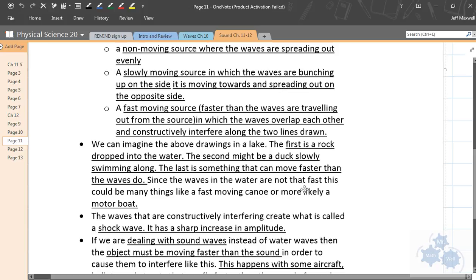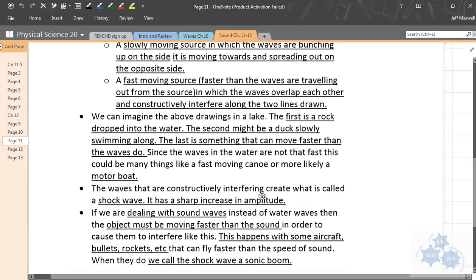Since the waves in the water are not that fast, this could be many things like a fast-moving canoe or even a motorboat. The waves that are constructively interfering create what is called a shock wave, and that's the boom really that we hear, the explosive sound. It has a sharp increase in amplitude. So a shock wave is a sharp increase in amplitude.